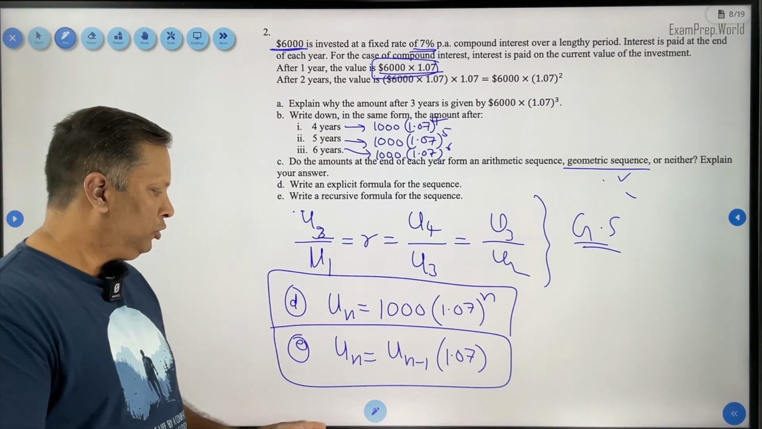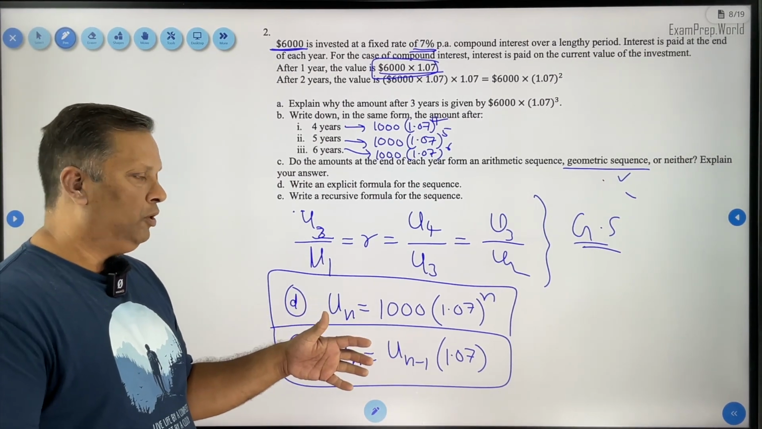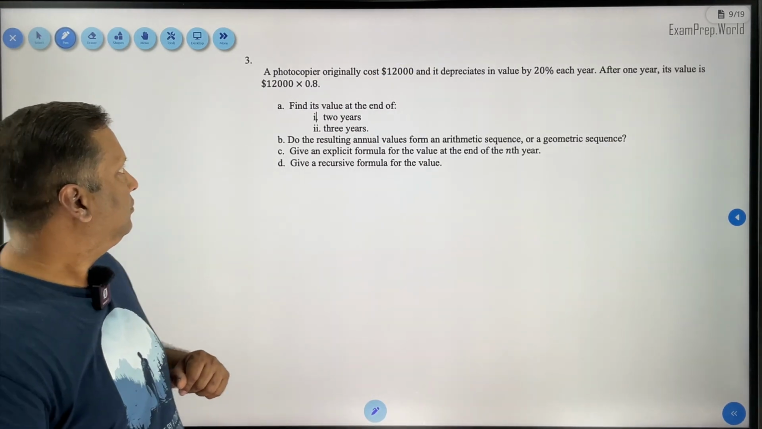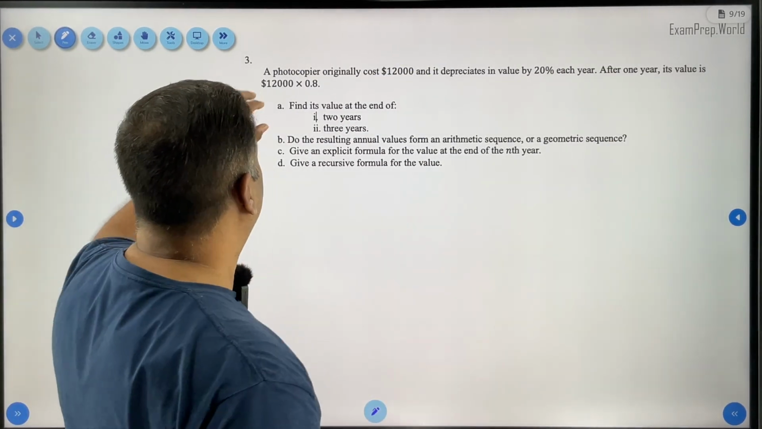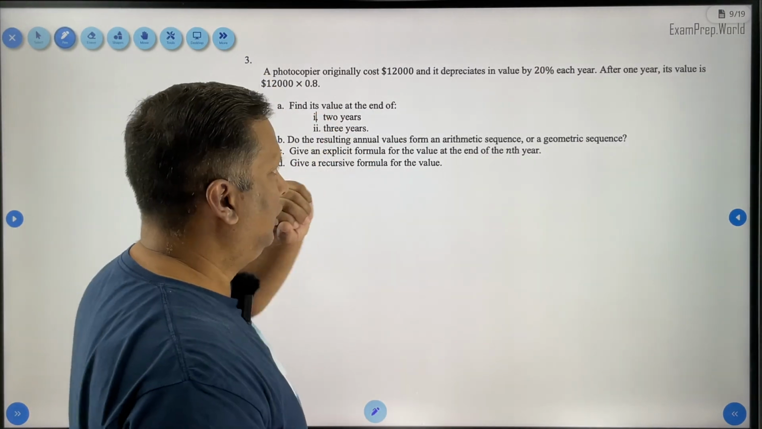I have collected one more question of compound interest. Let's see that one also. Okay. Pause, do it yourself. Now here they are talking about a photocopier which originally cost $12,000 and depreciates.